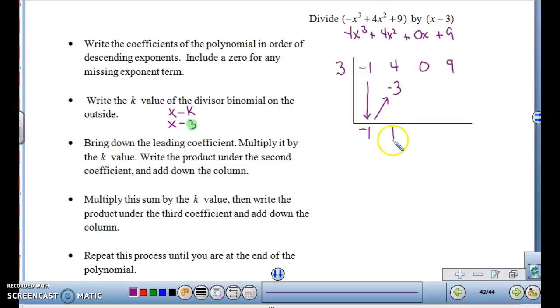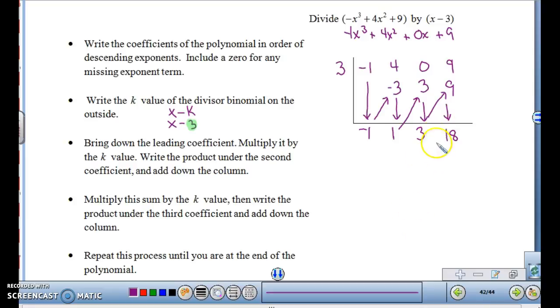And then we repeat the process. We take this value, multiply it by 3, and put it here. So this comes down. We multiply here. Add the column down. 0 plus 3 is 3. Repeat the process. 3 times 3 is 9. 9 plus 9 is 18. Okay, so we have gone all the way to the end. You keep repeating this process until you get to the end, and then you stop.